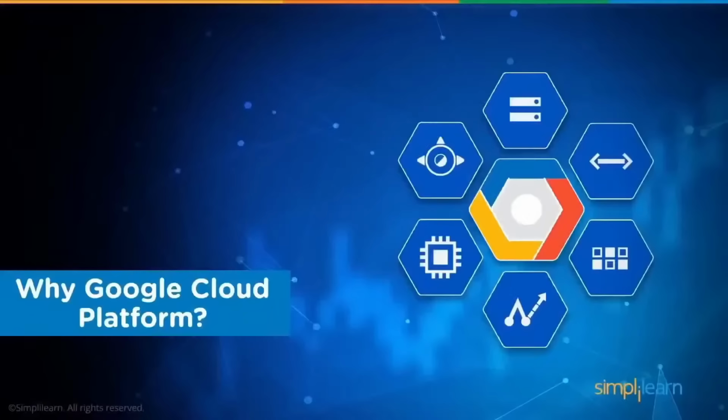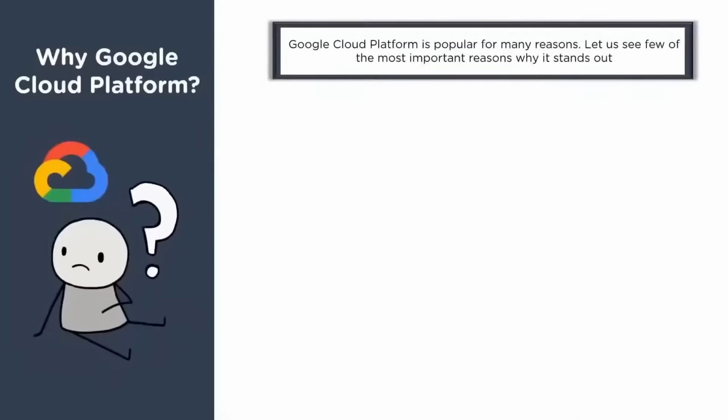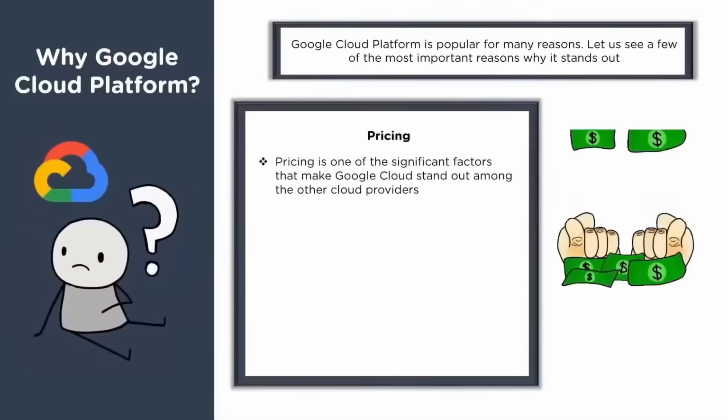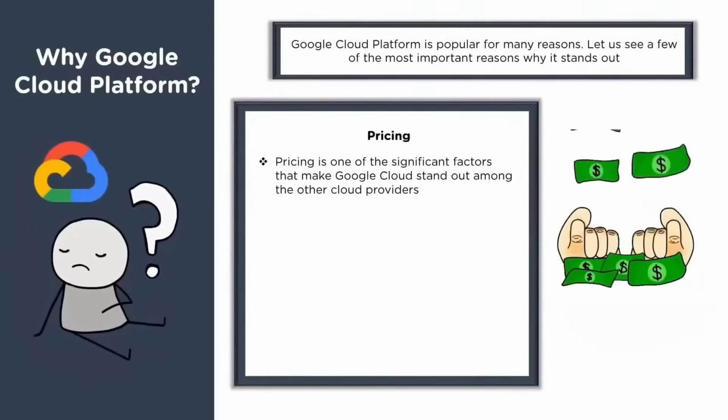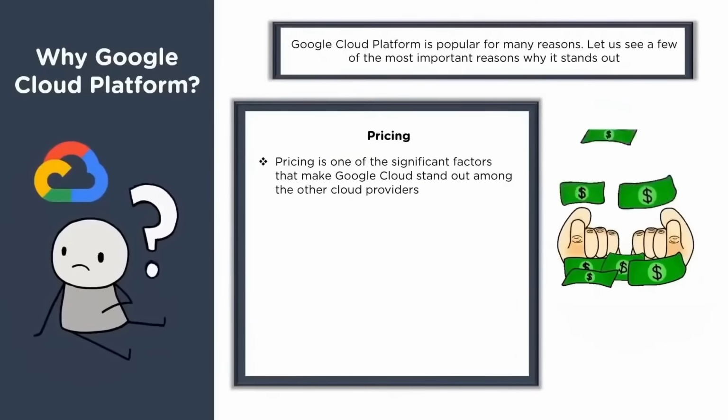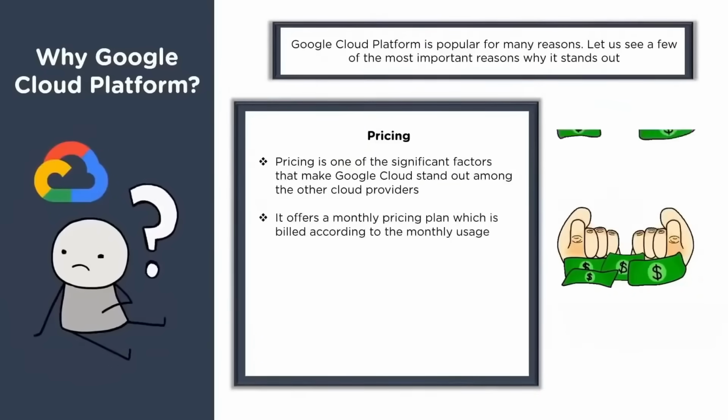Now, coming back to our Google Cloud Platform, let's understand why Google Cloud Platform. So Google Cloud Platform is popular for many reasons. Now let us see a few of the most important reasons why it stands out. When you talk about pricing, pricing is one of the significant factors that make Google Cloud stand out among the other cloud providers. It offers a monthly pricing plan, which is billed according to monthly usage. And when we talk about billing here, the billing can be in hours, it can be in minutes, and it can also be in seconds.